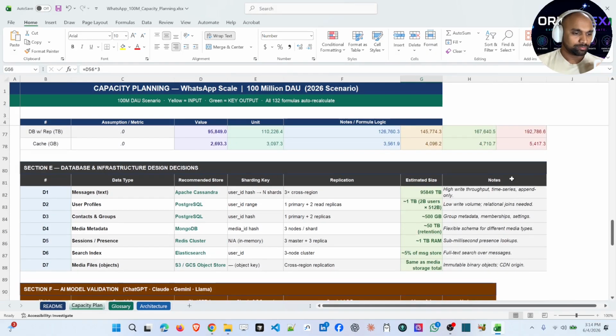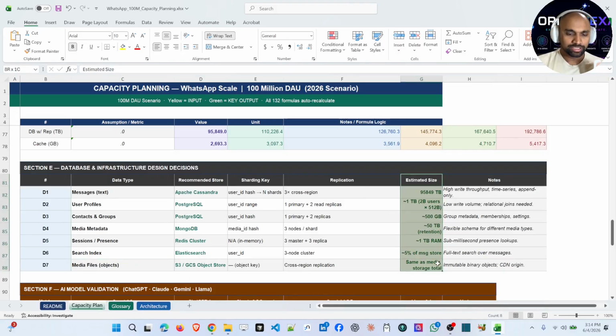Let's come to the database and infrastructure design decisions. We need to consider for the messages that the recommended storage is Apache Cassandra. And for user profile, we can use PostgreSQL, and contact and group, that also we can store in PostgreSQL. And media and metadata, we can consider MongoDB. Then sessions and persistence, we can use a Redis cluster. And search index, we can use Elasticsearch. And for media storage, we can use S3 or GCS, depending upon the cloud provider.